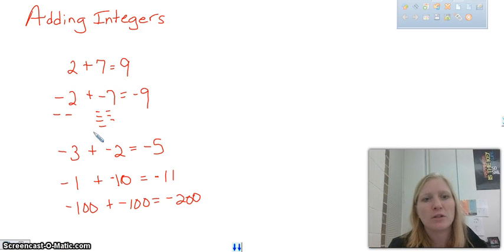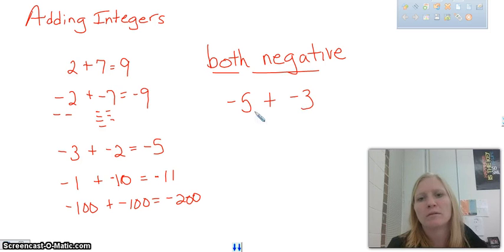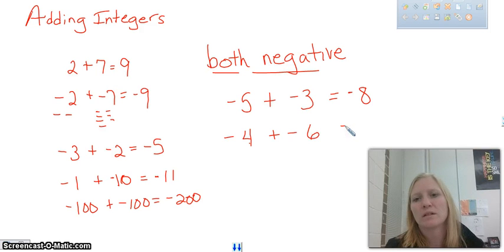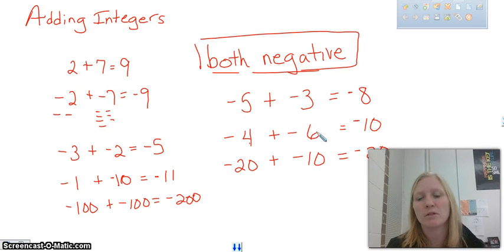So adding integers when they're both negative is very, very easy. They're both negative, you just add and keep the negative. So negative 5 plus negative 3. 5 plus 3 is 8, so it's negative 8. Negative 4 plus negative 6. 4 plus 6 is 10, so negative 10. Negative 20 plus negative 10. 20 plus 10 is 30, so negative 30. This is if they're both negative. Both numbers are negative. When both numbers are negative, it's very, very easy.